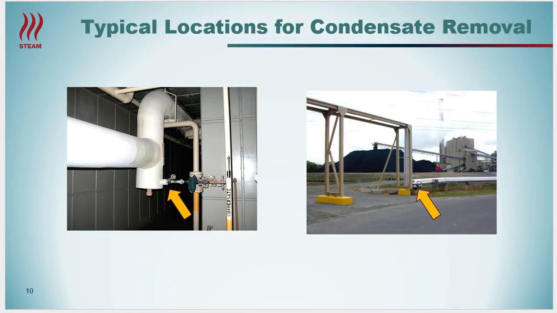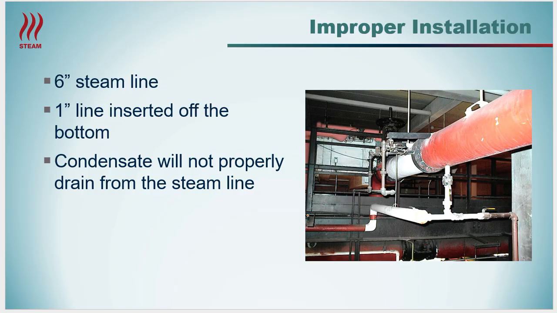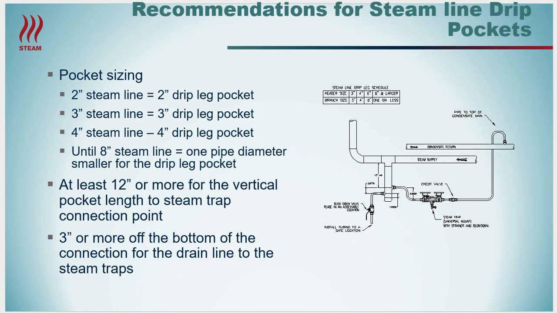As shown here, steam flowing down the line, a change of direction up, and a drip pocket is installed. Again, steam flowing down the steam line, change of direction, and again, another steam line drip pocket. Just typical locations where steam line drip leg pockets should be installed. Here, there's a 6-inch line with a 1-inch line inserted into the bottom. This is not a drip pocket. Condensate will flow down in a steam line, will not be flowing in a straight line, and the condensate will not flow into a small opening in the bottom of the steam line, and condensate will continue down the steam line, causing issues.